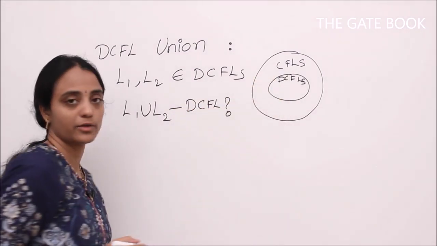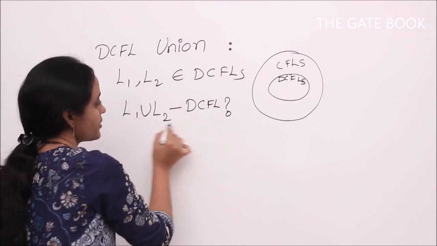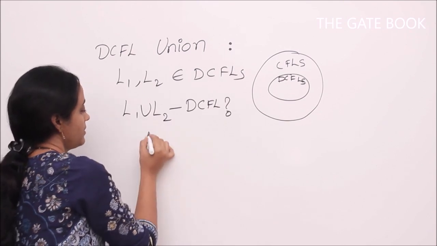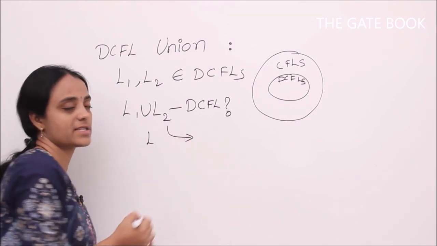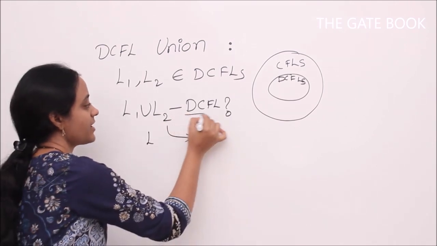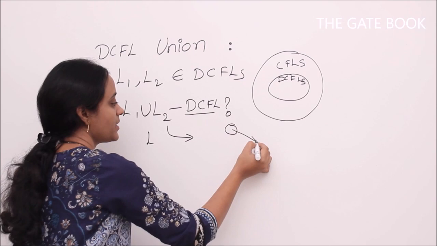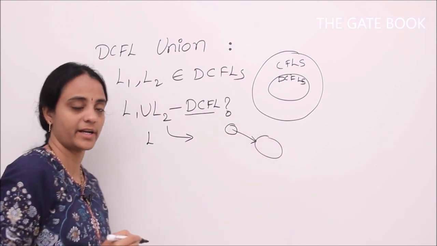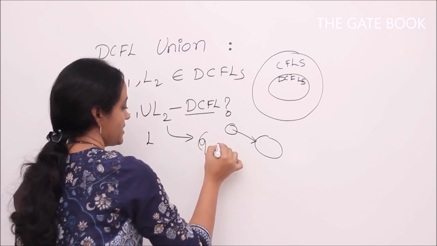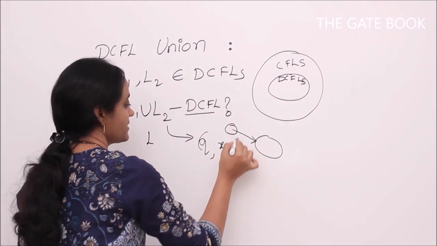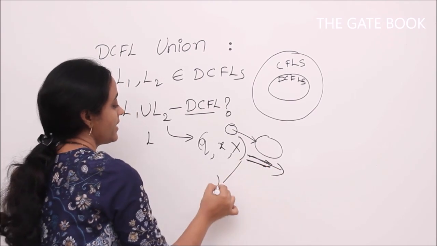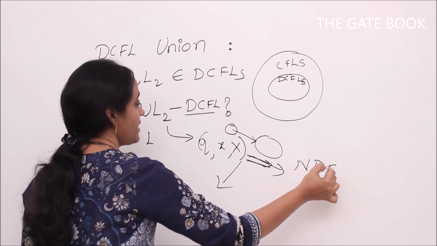We know that CFLs are closed under union. That means if there are two CFLs, the union is a CFL. But will it be a DCFL as well is the question. Suppose now this is not a DCFL. We will see what the proof is now. But let's think why it is not a DCFL. Because DCFL means that for any possible input, it should have only one transition defined, right? So whatever the state, like assume there is a state Q and the input is X and the stack contains something, then it should have only one transition defined. If it has more than one transition, then it is going to be a non-deterministic thing, right?